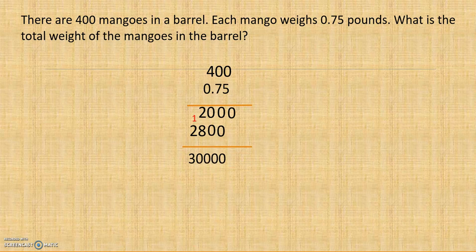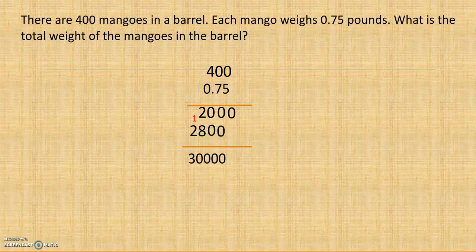So let's add this one. So 0, 0, bring down 0, 0, and 2 plus 8 is 10, 0 carry 1, and 1 plus 2 is 3. So we have 30,000 as a whole number.